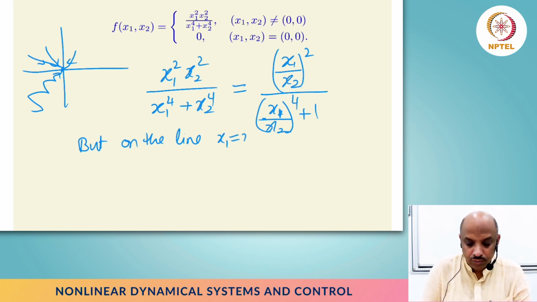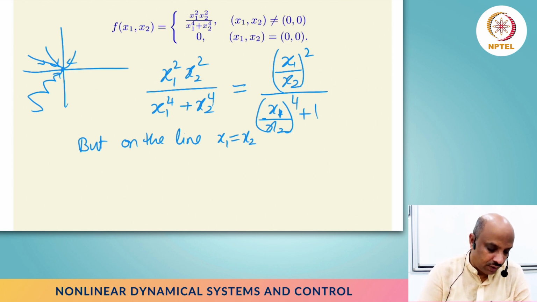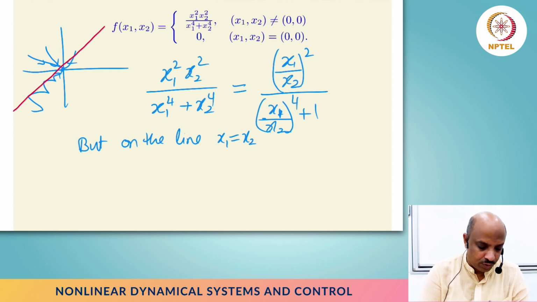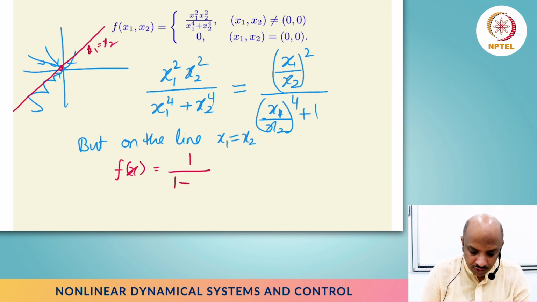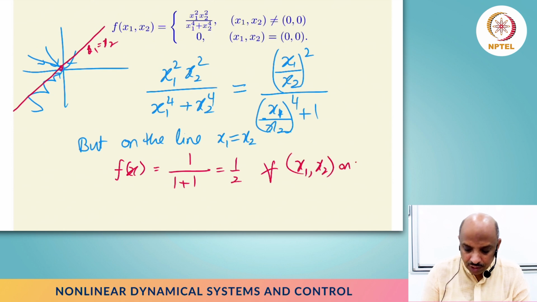equal to x2, right? So that's specifically, let me do it in a different color. So that's supposed to be going through origin. So that's the line x1 is equal to x2. So we have points very close to 0. But on that line, right, this f of x is going to be equal to 1 divided by 1 plus 1, which is half, right, for all x1, x2 on the line x1 is equal to x2.